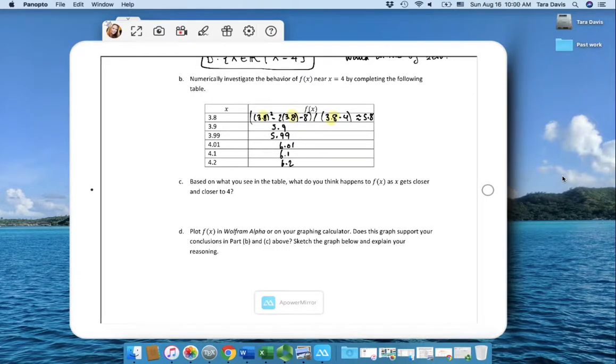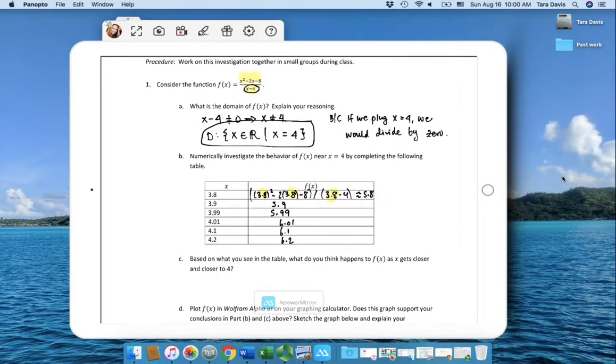Okay, so based on this table, what do you think happens to f of x as x gets closer and closer to 4? Okay, so again, we know that x can't equal 4. It's not in the domain, but we want to know what happens to y as x gets closer and closer to 4. And it seems like the numbers in this table from either direction are getting closer and closer to 6, right? 5.99 and 6.01 are both very close to 6.